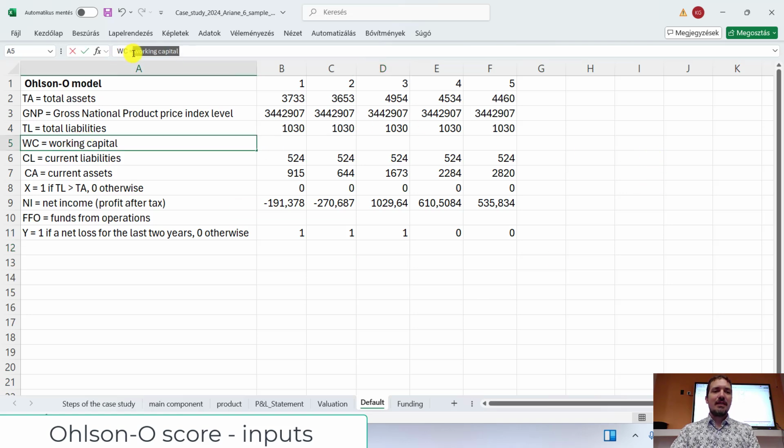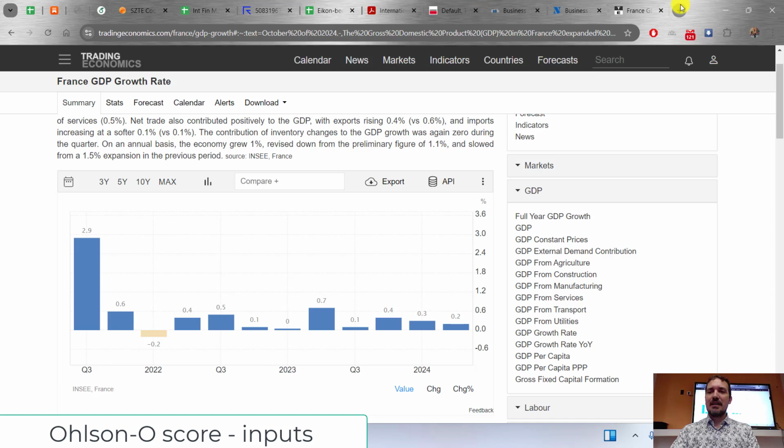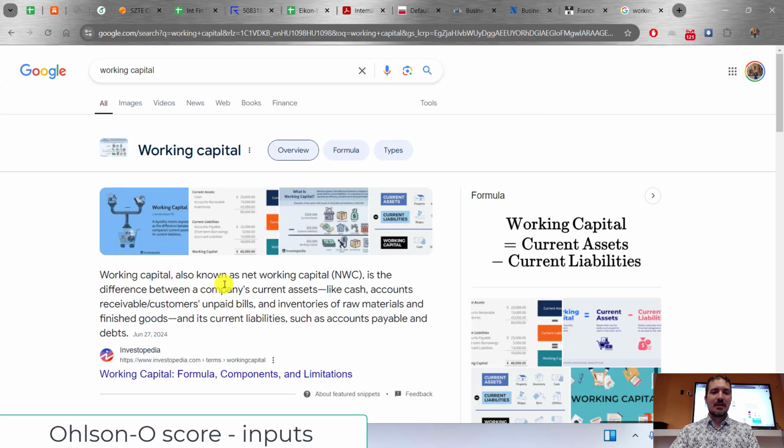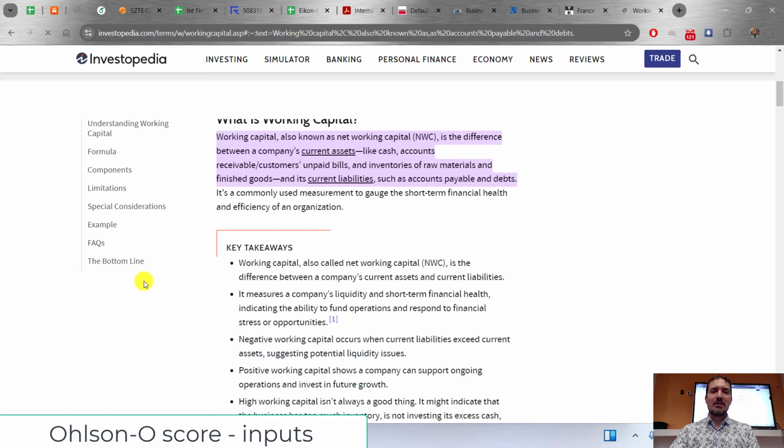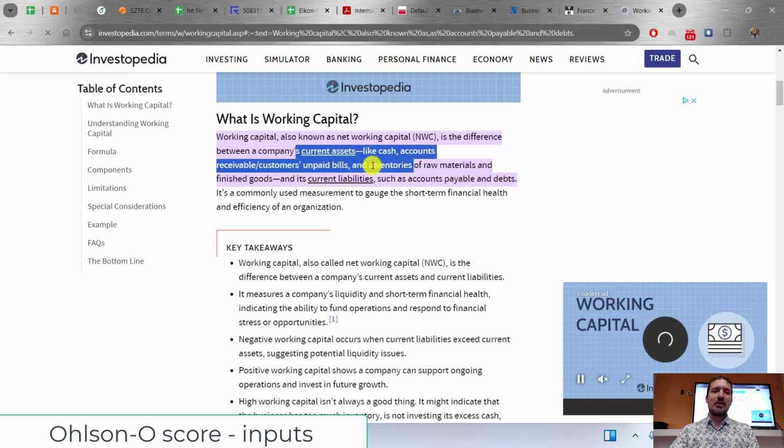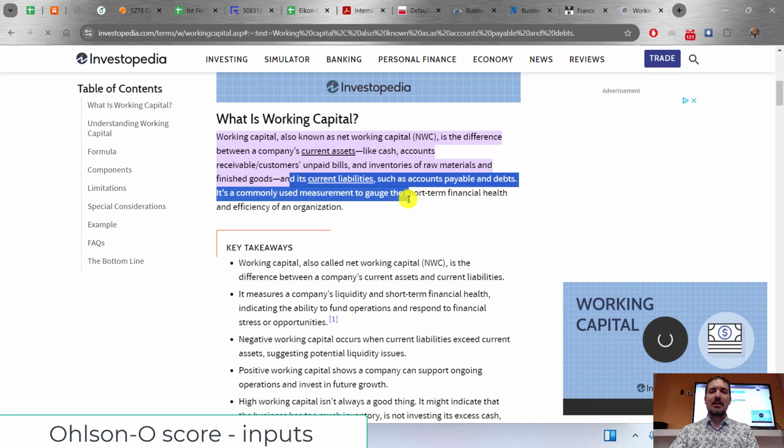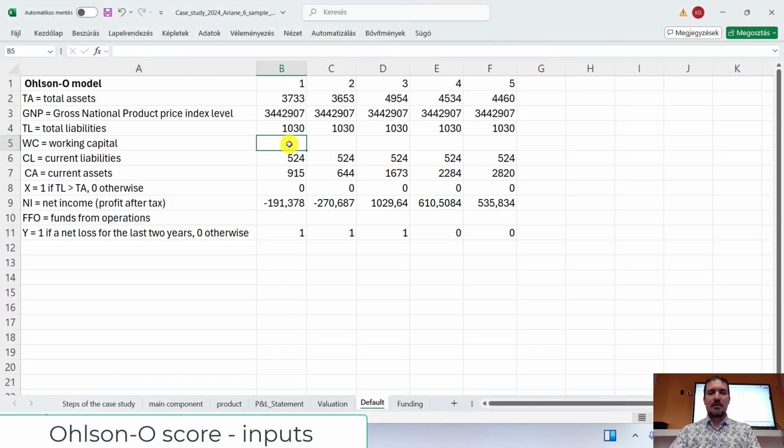Okay, so now let's see how we can define all these things. So working capital. If you go to Investopedia, then we can see that it is the difference between the company's current assets, like cash, accounts receivable, and so on, and current liabilities. So nothing new here. Obviously, if we had the cash flow statement, which is the third part of the annual report, then we could see much better details in terms of numbers, but we don't have it. Okay, other things, funds from operations.